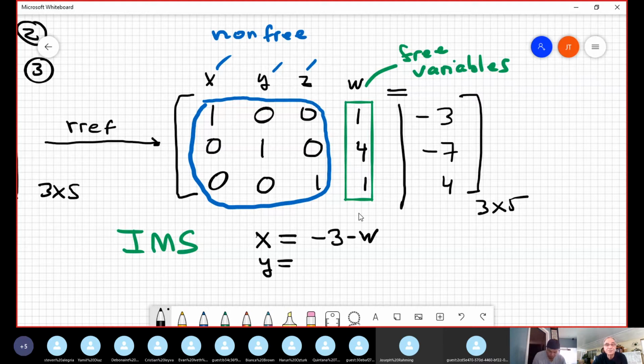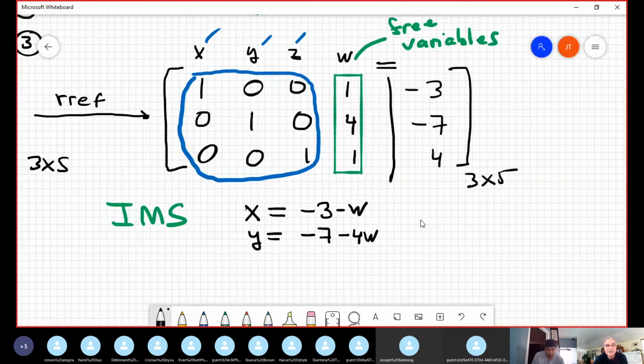Y is equal minus 7 minus W, yeah, because of 4W. Look, 4W. And finally, Z is equal 4 positive minus W, because it's 1W, bring to the other side like a minus.